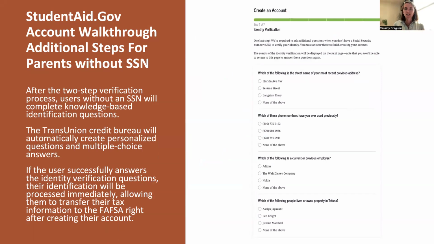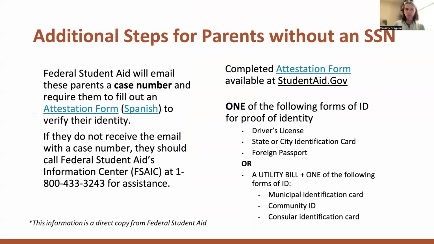This is an example of the knowledge-based questions that populate. After the two-step verification process, a series of questions will be populated using TransUnion Credit Bureau information to create personalized questions that have multiple choice answers. The user, to the best of their ability, answers those questions. If they answer them correctly, it'll automatically allow them to create their account and their identity will be considered verified. If not, they'll have to move through an ID proofing process.